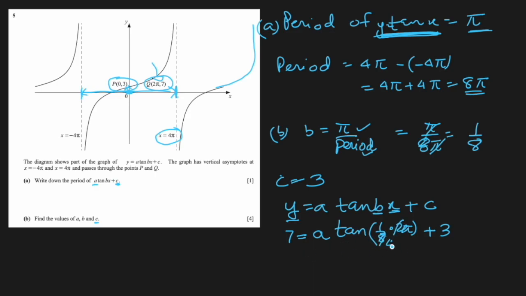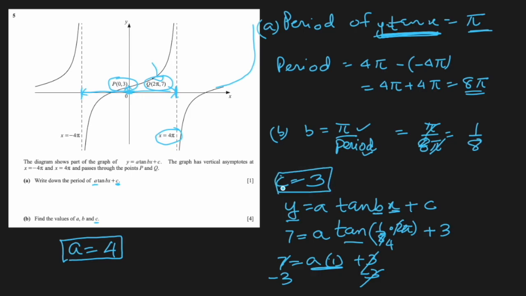Now we will try to evaluate. 2 and 8 cancel. So 7 equals a tan pi by 4. It becomes pi by 4, right? tan pi by 4 is 1, plus 3. So let's subtract 3 from both sides so that this 3 is taken care of. So we'll get 4 here. a times 1 is a. 7 minus 3 is 4. So we get a equal to 4, c equal to 3, and b was already equal to 1/8. All three we know now.